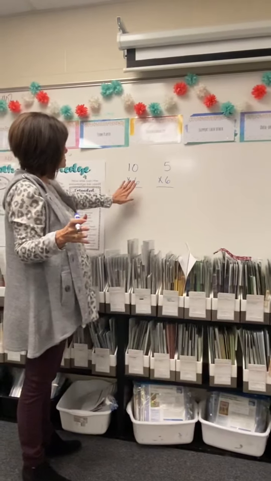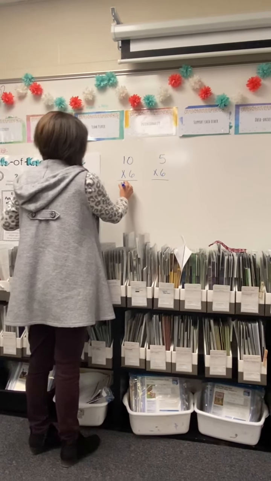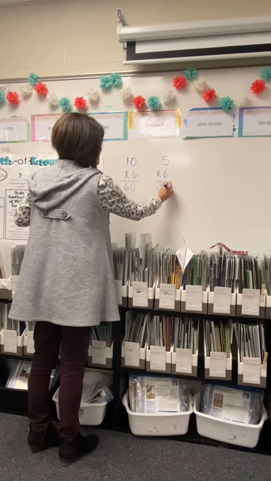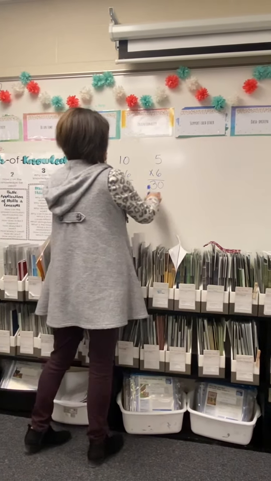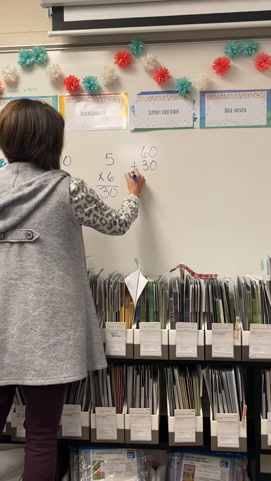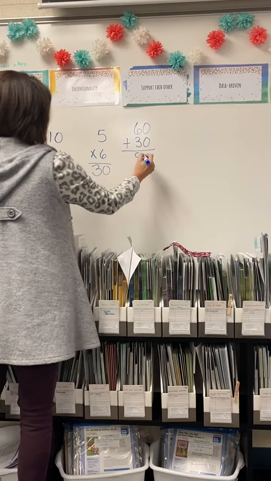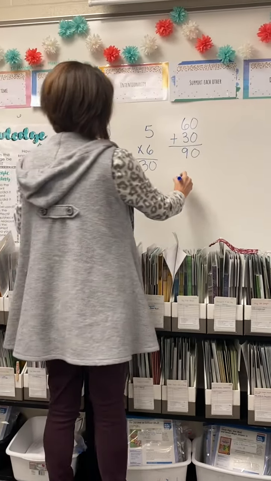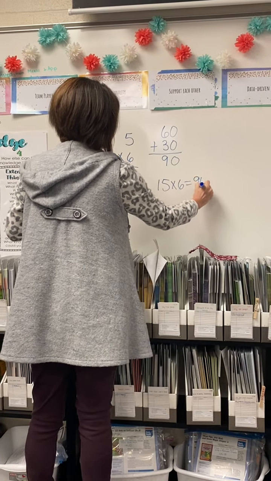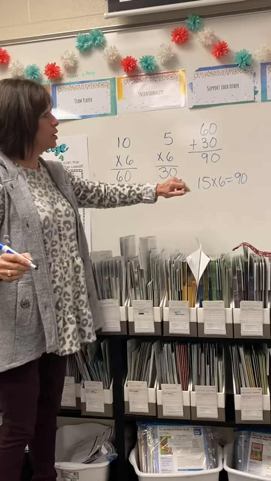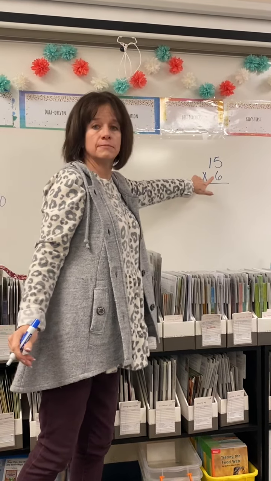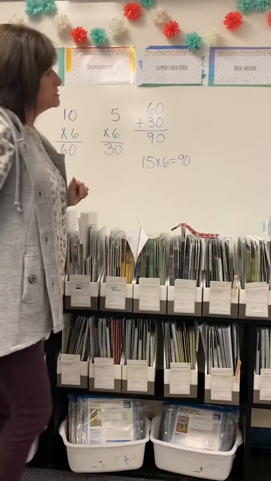So if we did this, we could say 6 times 10 we know is 60, and we know 6 times 5 is 30. Then we take these two, we bring them over here, we add them together, and we could get 90. So we can say that 15 times 6 equals 90. So that's kind of breaking apart your initial number and then multiplying your two parts times 6. That's an option.